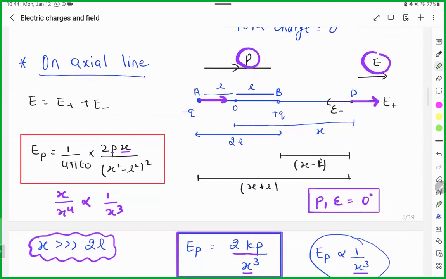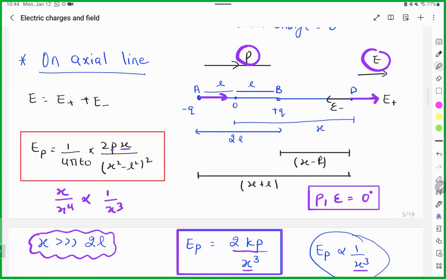Next, if you take the axial line, here we have negative charge, here you have positive charge, and the distance between them is 2l. That's the reason why in many books you will see 2l or 2a. Why? Because it's easy to consider from the center. Center is present at L distance from A or B.